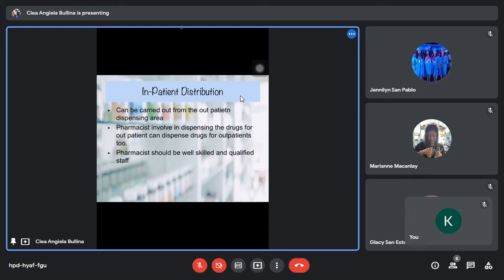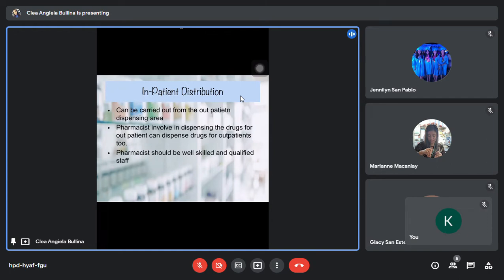Okay, so yung inpatient distribution refers sa distribution ng drugs from the storage area to the hospital bedside to the patient that is admitted. Okay? That is admitted in the hospital. So meaning naka-dextrose yan kapag inpatient. Okay, so I think it's understandable naman.